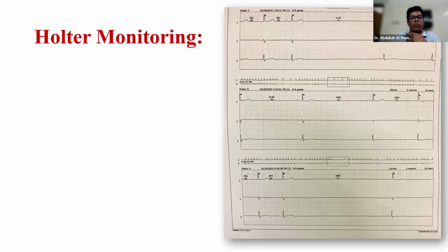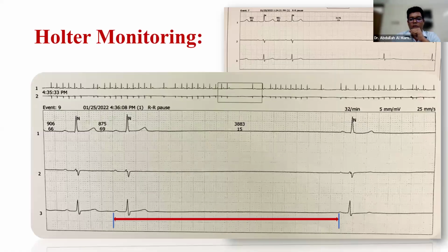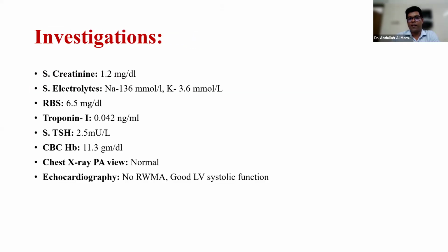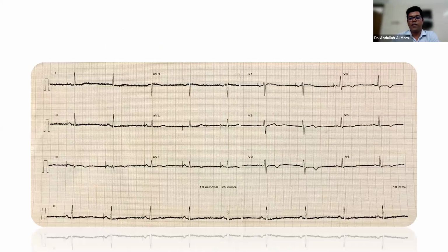So we went for Holter monitoring, and Holter monitoring shows a prolonged absence of sinus activity, that is a sinus pause of more than 3 seconds, 3.9 seconds, and it was recorded during the daytime while the patient was awake. So this sinus pause correlated with sick sinus syndrome, and investigations were done to exclude any reversible cause like electrolyte imbalance, ischemia, or hypothyroidism, and all investigations revealed normal findings. And here is the ECG.